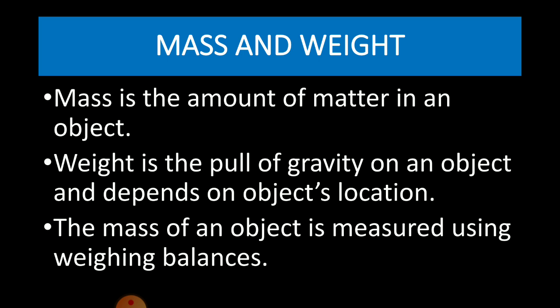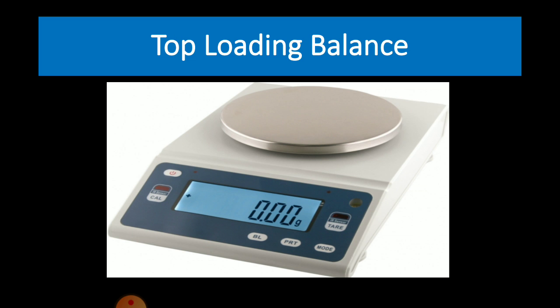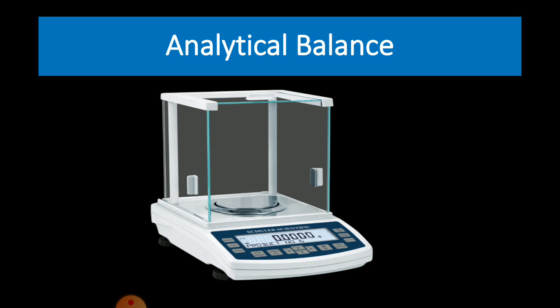The mass of an object is measured using weighing balances, which may be of different types with different certainties. For example, the triple beam balance is accurate to 1 decimal place in grams, while the top loading balance is accurate to 2 decimal places, and the analytical balance is accurate to 3 decimal places. So that is mass and weight.